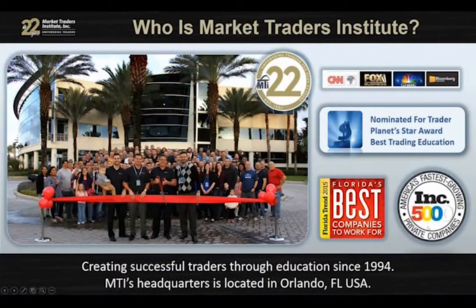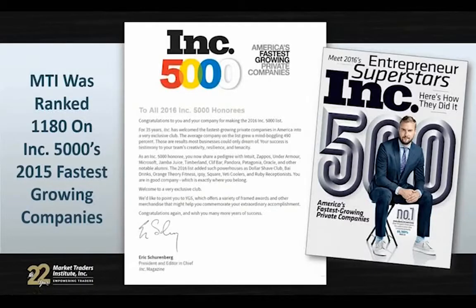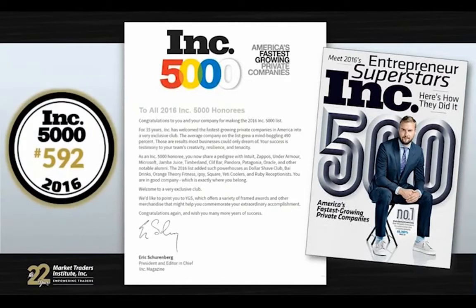One of the things we are getting some notoriety about is Inc. magazine. Some of you may have heard of this or seen this, but last year we were on the 2015 Inc. 5000 list of fastest growing companies. We were ranked 1,180. I just got this letter a couple weeks ago for 2016, and we're actually ranked 592. So we moved up quite a bit. As you can see in the letter, we're mentioned in the same breadth as Intuit, Zappos, Under Armour, and Microsoft, just naming a few companies on this list along with us.